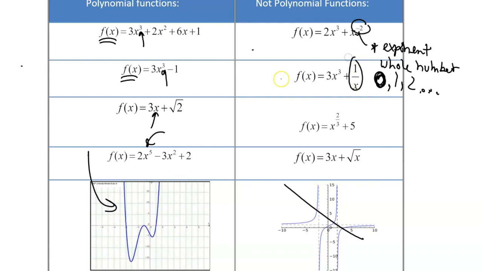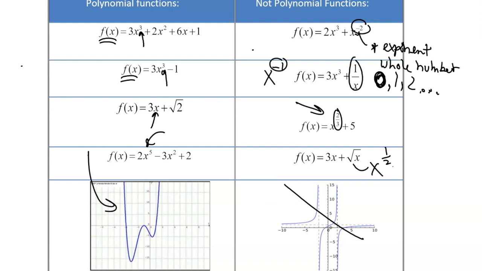1 over x, that's the same as saying x to the power of -1. So we know that's not good because that would not be a whole number. So that is not a polynomial function. 2/3 as an exponent, that's not a whole number. So that's why that's not a polynomial function. And the square root of x is the same as saying x to the power of 1/2. So that would not be a whole number either.